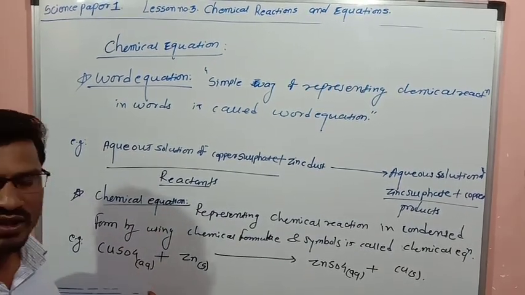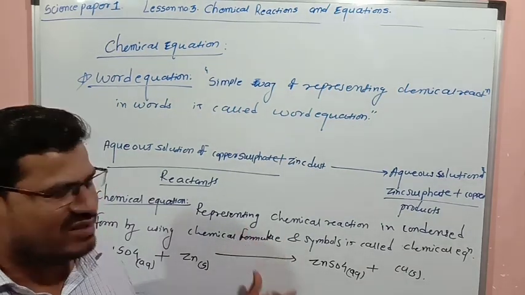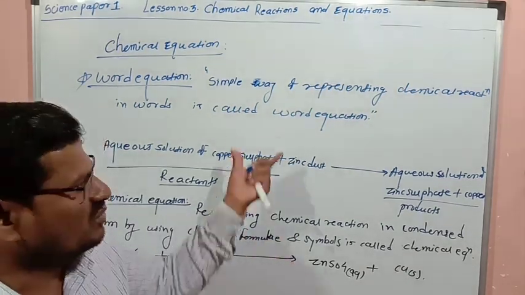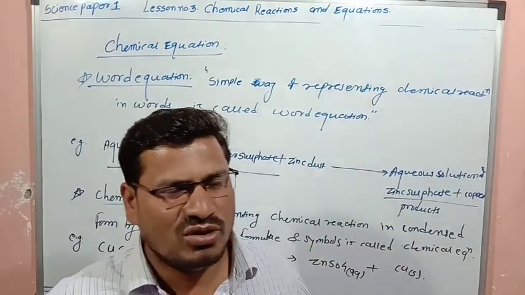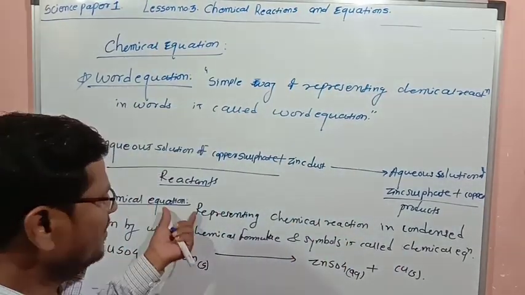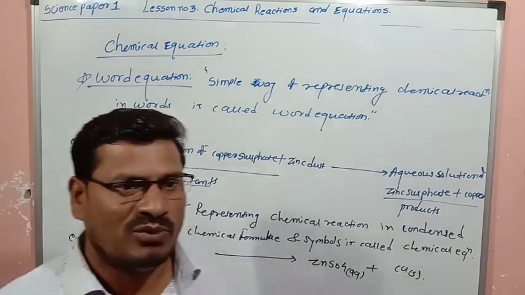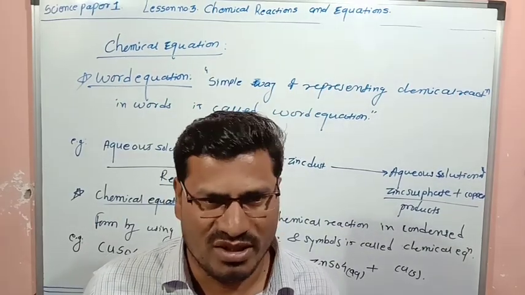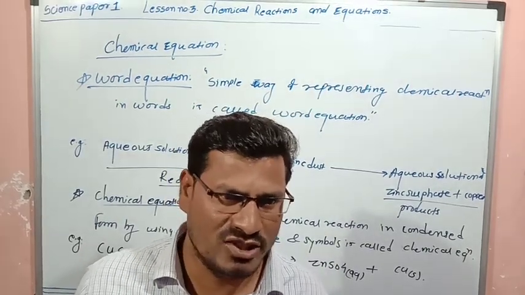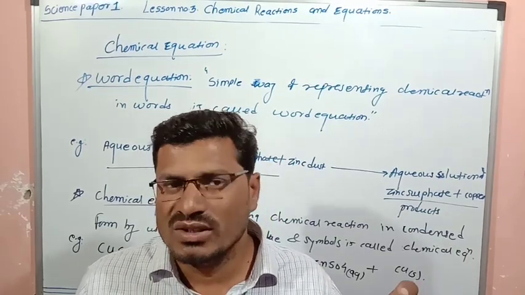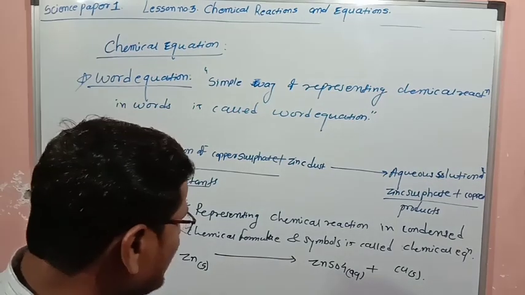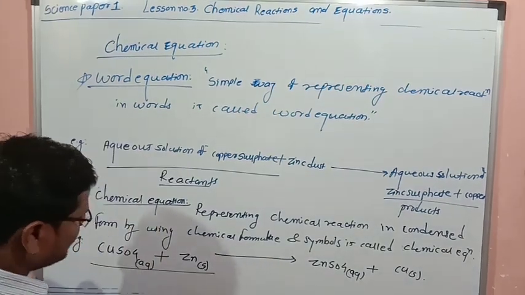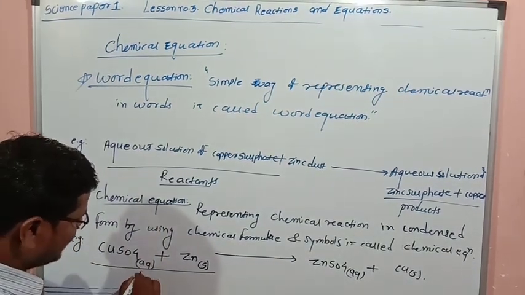So between the word equation and chemical equation, there is a little change. In the word equation, you are writing the reactants and products in the form of words, and in the chemical equation, you are writing the reactants and products in the form of chemical formulae, in the short form, the condensed form. It is called a chemical equation. So next, these CuSO4 and Zn are the reactants.